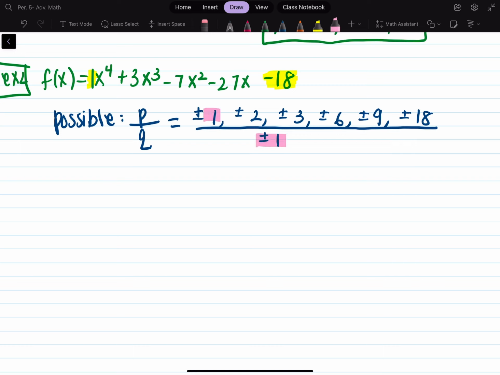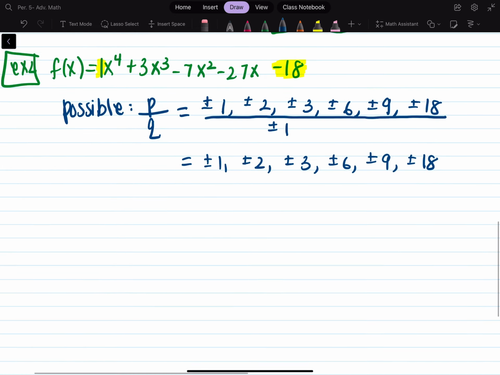1 divided by 1, well, that's just 1. 2 divided by 1, that's just 2. 3 divided by 1, that's just 3. So in this case, because our leading coefficient is 1, there's not really anything that needs to be divided by it. So our possible rational zeros here are just positive or negative 1, positive or negative 2, positive or negative 3, positive or negative 6, positive or negative 9, and positive or negative 18.